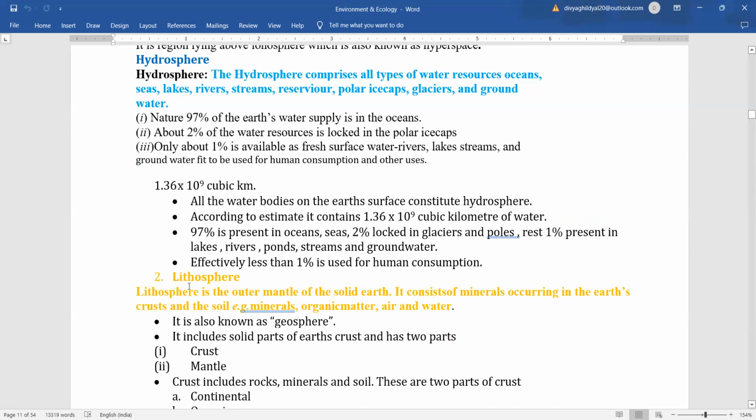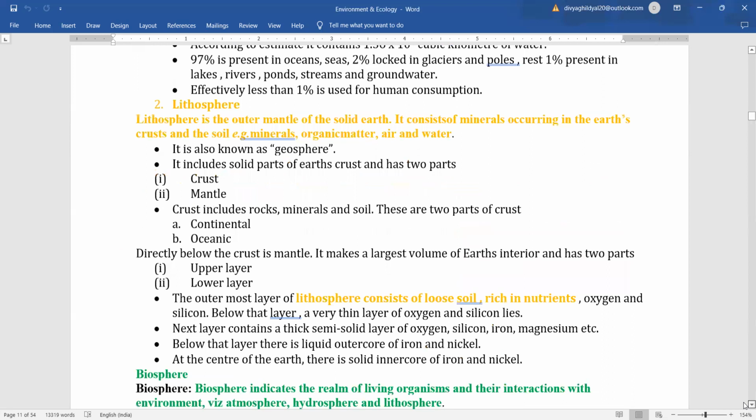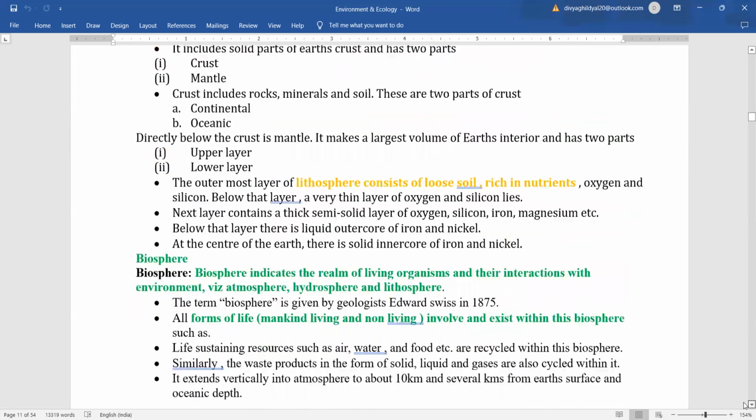Lithosphere: litho, L, land. That is why it is done in brown color. It is the outer mantle of the solid earth. It consists of minerals occurring in earth's crust and soil, that is, minerals in soil. The more fertile the soil is, the better the vegetation will be. The more fertile the soil is, the more cultivation can be done.